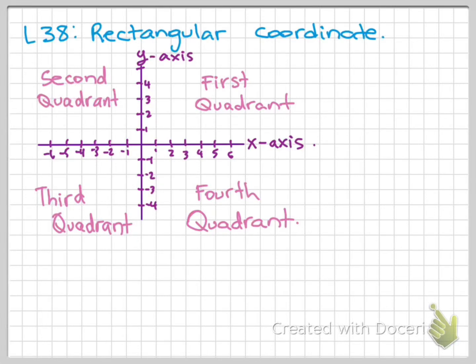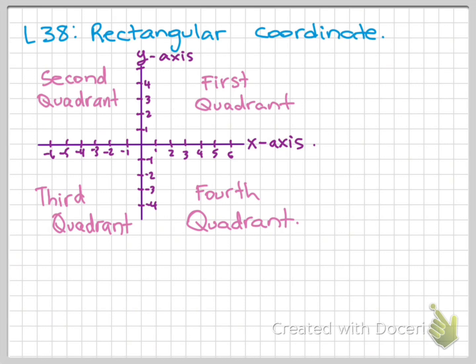Lesson 38, Rectangular Coordinates. Remember that the rectangular coordinate system is formed by a y-axis, that is the vertical axis, and the x-axis. Now on the x-axis, we have to the right the positives and to the left the negatives. And on the y-axis, to the top we have the positives and to the bottom we have the negatives.